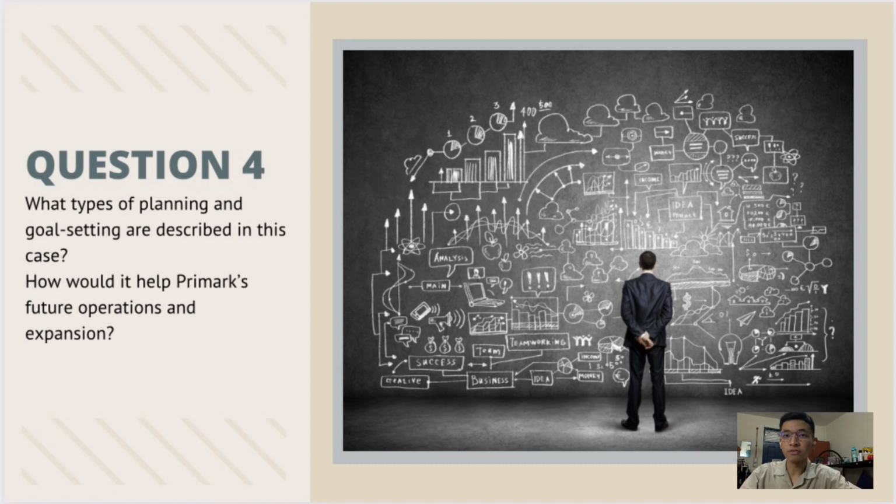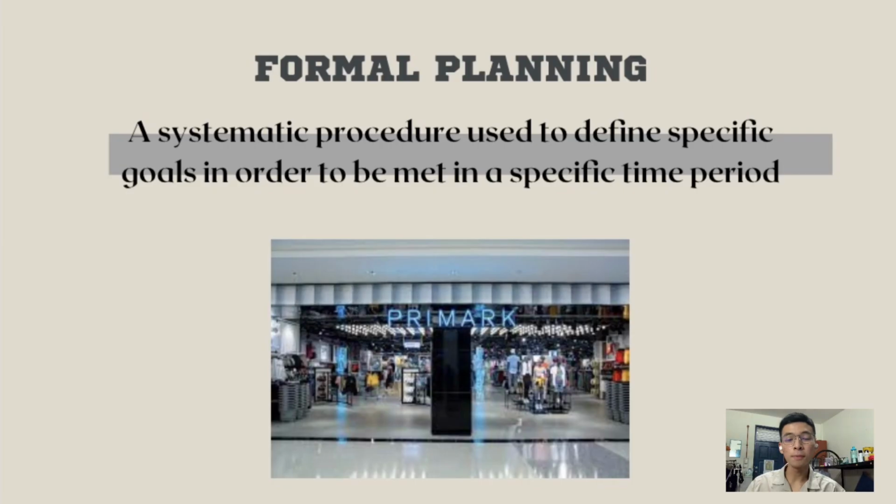For my question 4, my question is what types of planning and goal setting are described in this case, which is Primark's case, and how will it help Primark's future operations and expansions? Formal planning is the type of planning described in this case. Formal planning is a systematic procedure used to define specific goals to be achieved in a specific time period. Formal planning reinforces and leads to success, although it may sometimes lead to failure, but the company can learn from mistakes which are caused by uncertainties.